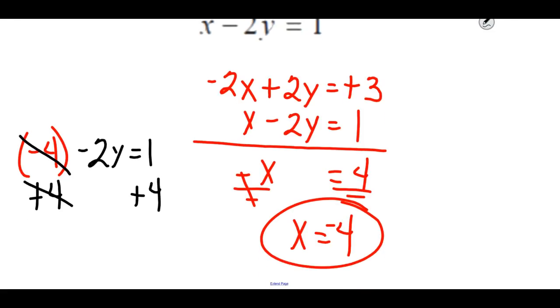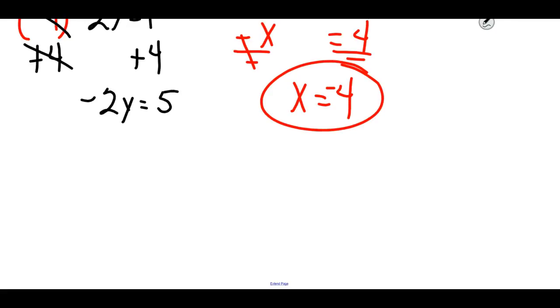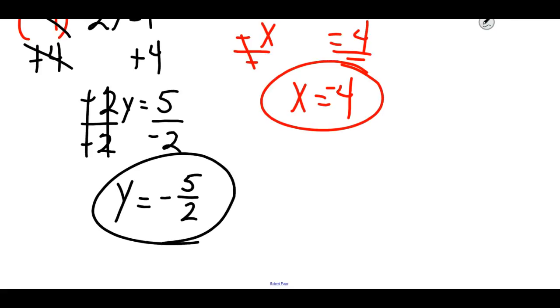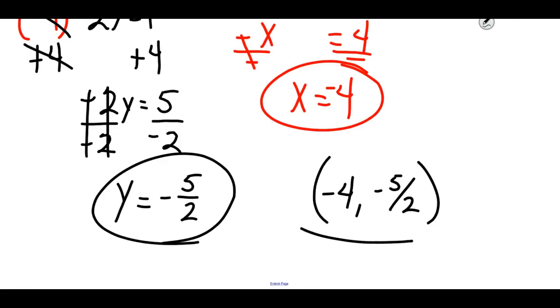I got negative 2y equals 5. So I'm going to divide here by a negative 2, and I end up with y equals negative 5 over 2. Leave them as impropers, don't change them. So my answer would be negative 4, negative 5 halves.